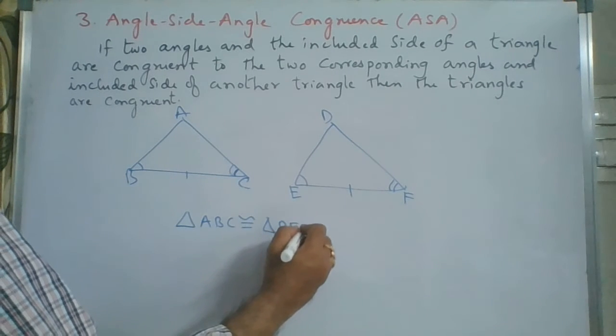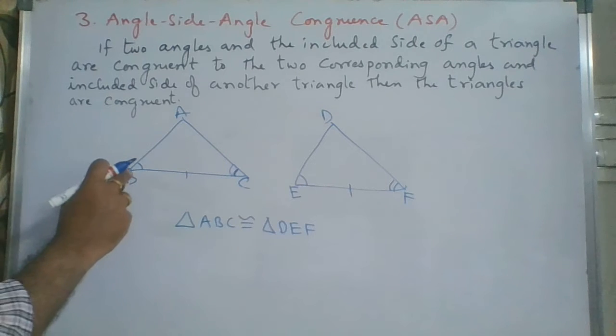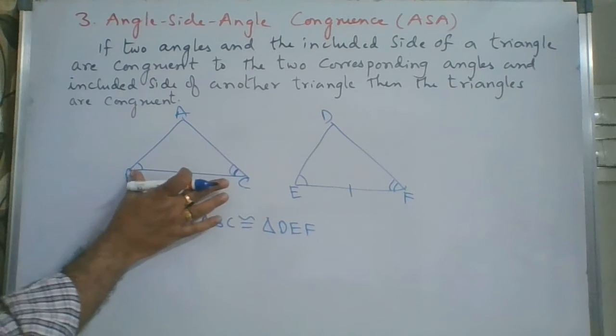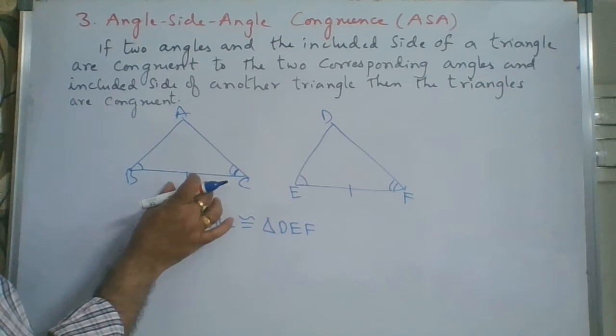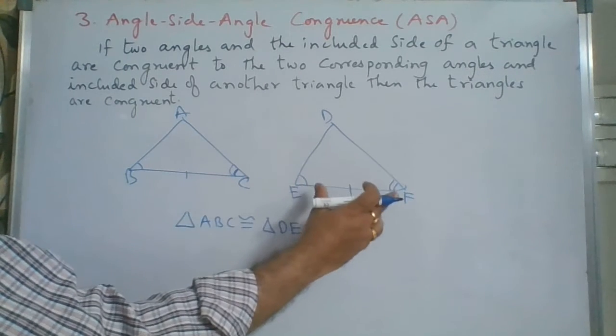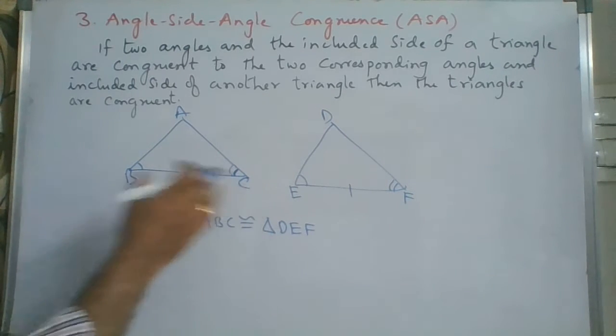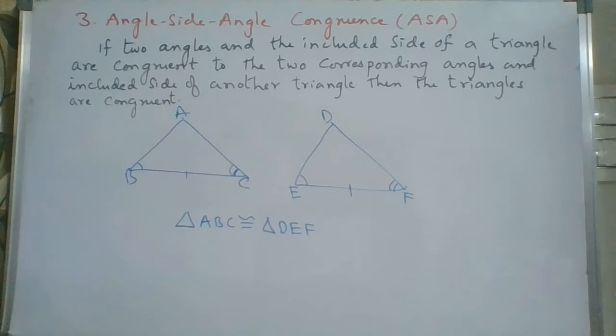Why? Because according to the ASA congruence rule, the two angles and the included side here are equal in both the triangles. Therefore, the two triangles are congruent.